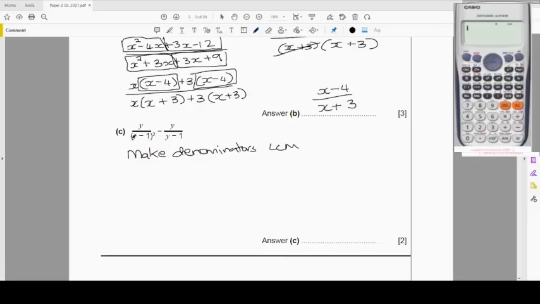So if you look at these two, I have y minus 1 squared and y minus 1. The lowest common multiple of these two is y minus 1 squared. Okay, it may be tempting to just multiply these two together, and in the end you would still get the same answer, but you'll be doing a lot of work, and the more work you do, the easier it is to make a mistake.